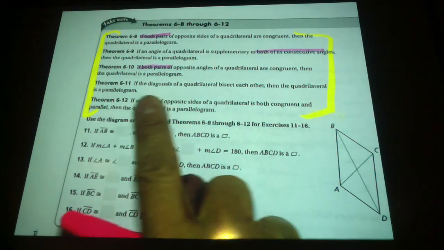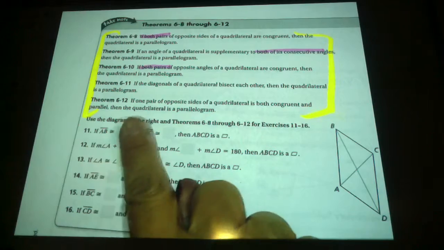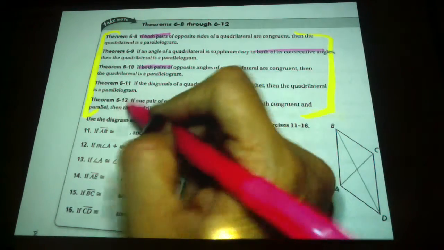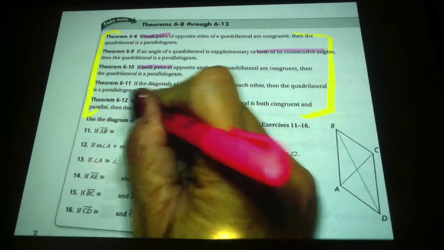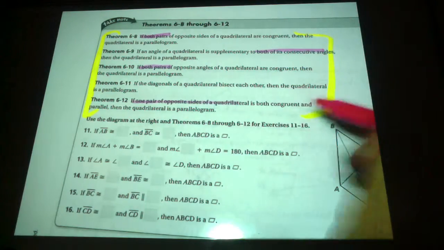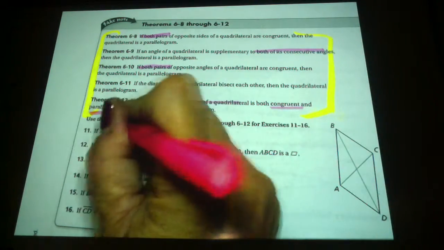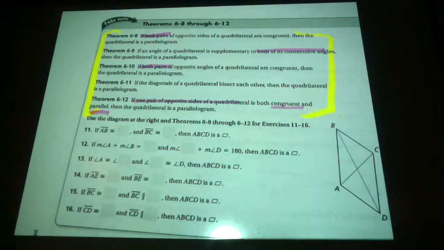This one says if the diagonals of a quadrilateral bisect each other, then the quadrilateral is a parallelogram. If one pair, this one's interesting, this one's actually new. If one pair of opposite sides of a quadrilateral is both congruent and parallel, then the quadrilateral is a parallelogram.